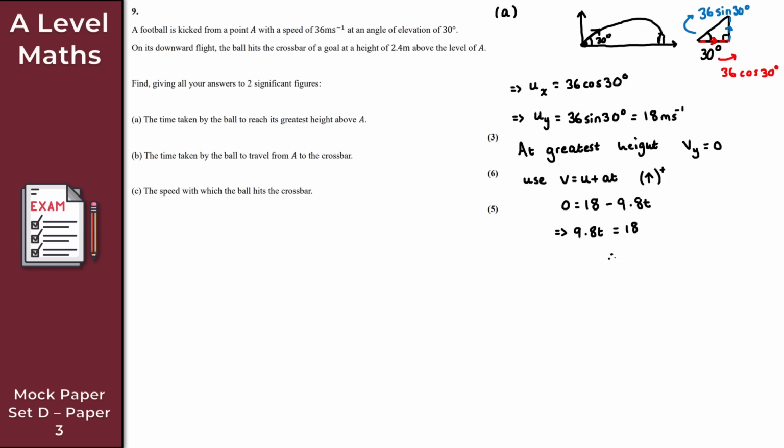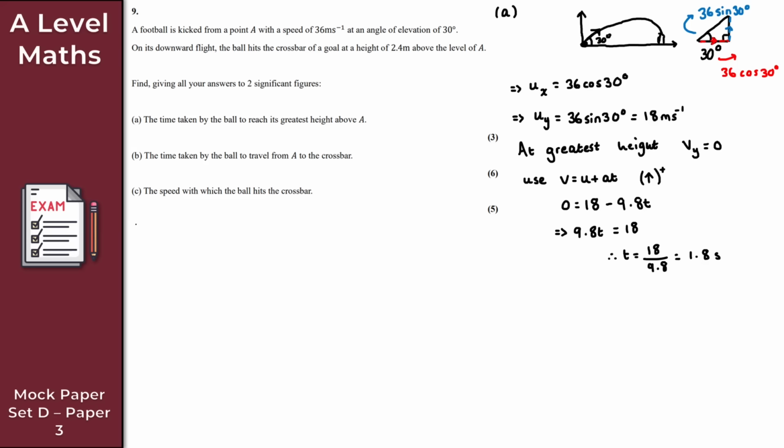And therefore, just divide both sides by 9.8. So T is equal to 18 over 9.8. Throw this into your calculator, and if you do this correctly, what we get here is 1.84. To 2 SF, that would simply be 1.8 seconds. And there we go. So that gives us the solution to part A, so that's the first 3 marks in the bag.